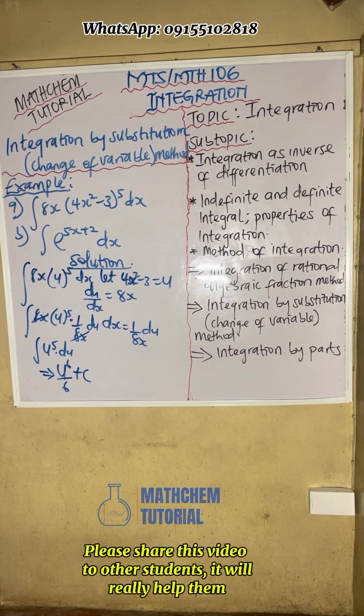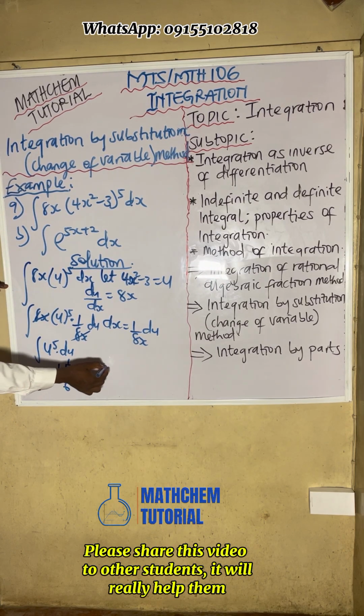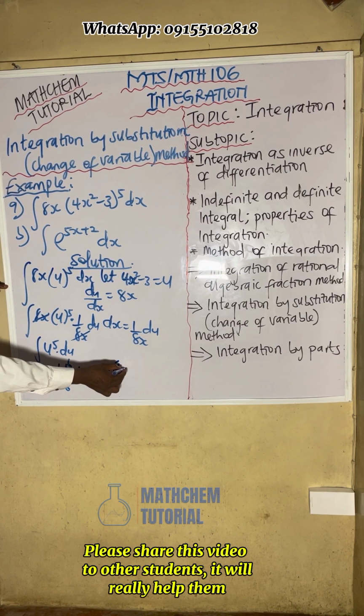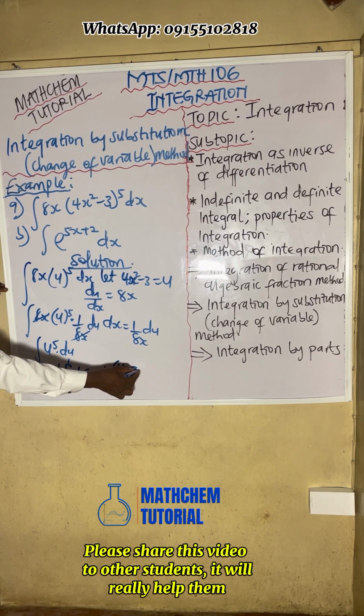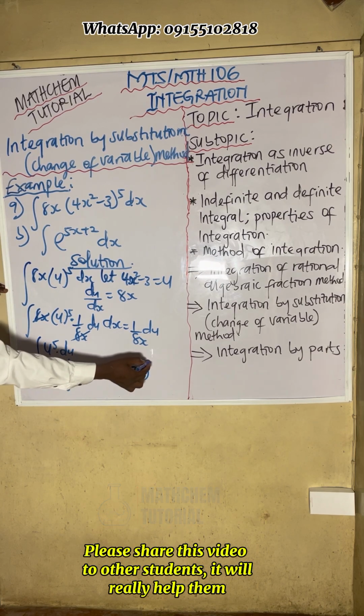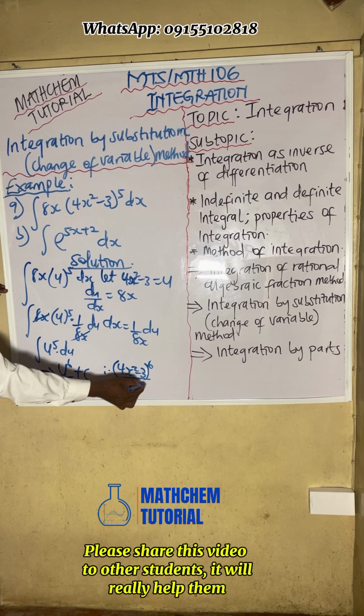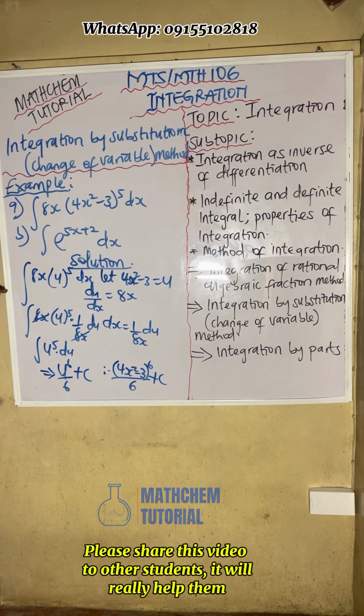Then what is the value of u? u is 4x squared minus 3. So let's replace it back. So we have (4x squared minus 3) raised to power 6, all over 6, plus c. So that's the answer to this. Meaning that if you integrate question A, you're going to get this particular answer.